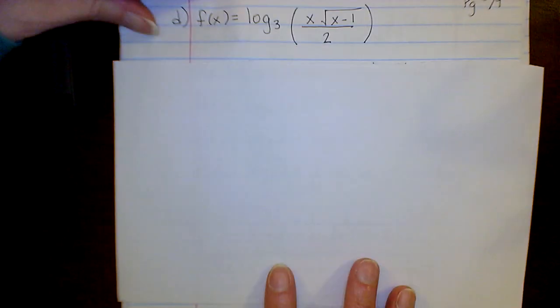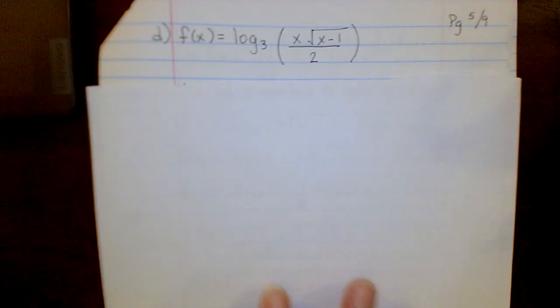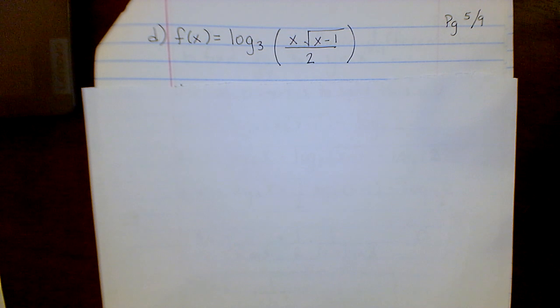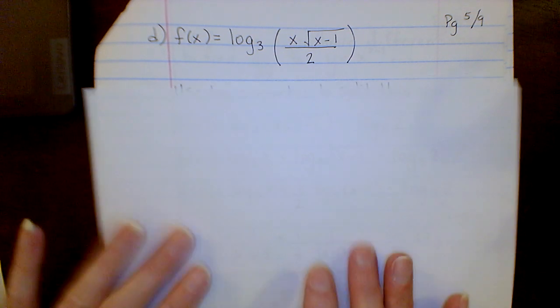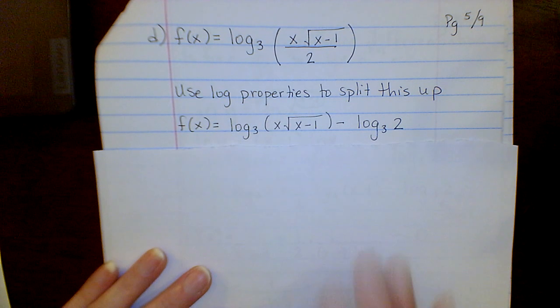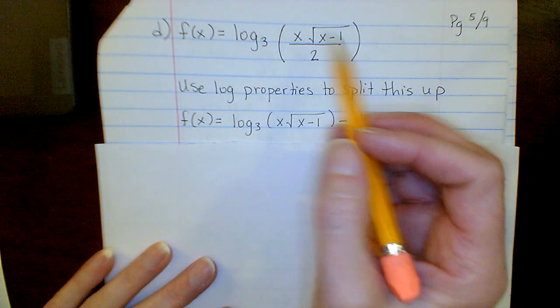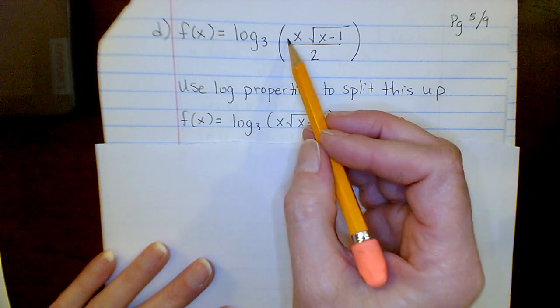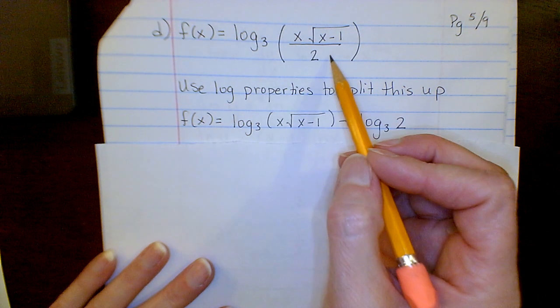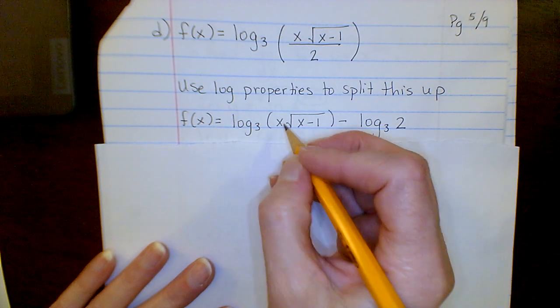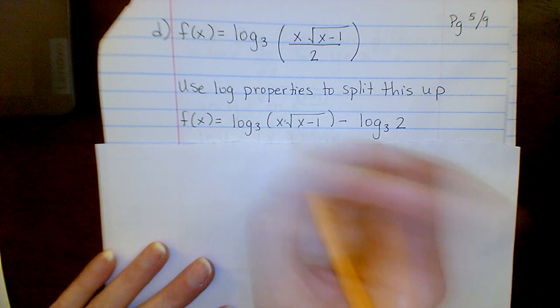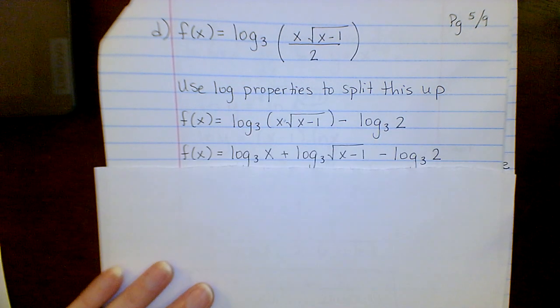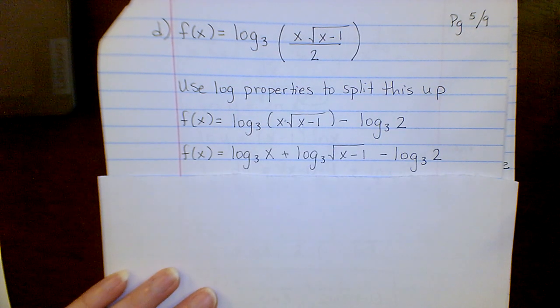All right, so let's do a log problem then. With this one, let's use the log properties to split this up, okay, before we take the derivative. So first thing I did was a subtraction because of this division right here. So I did log base 3 of the top minus log base 3 of the bottom. And then right here, this is multiplication, so I can split that apart with addition.